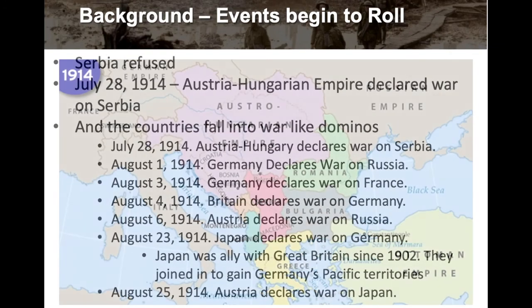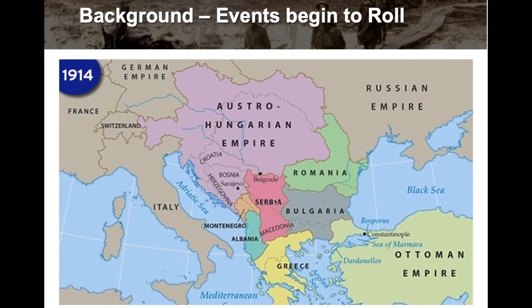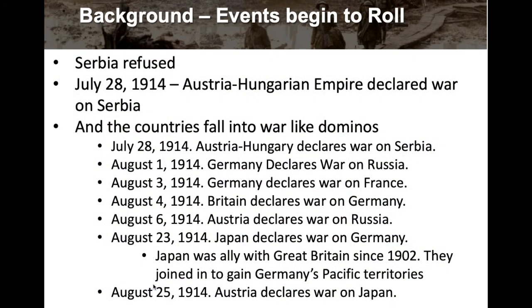Serbia refuses. This country here, Serbia, they refuse to let Austria-Hungary do their investigation. July 28th, 1914, the Austro-Hungarian Empire declares war on Serbia. So, Princip kills the Archduke. The Austrian Archduke is killed. Austria wants to do their own investigation in Serbia. Serbia says no. Austria declares war on Serbia. And then countries fall like dominoes.